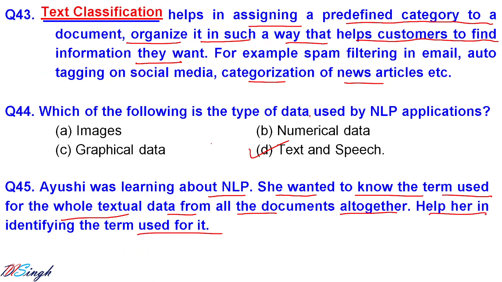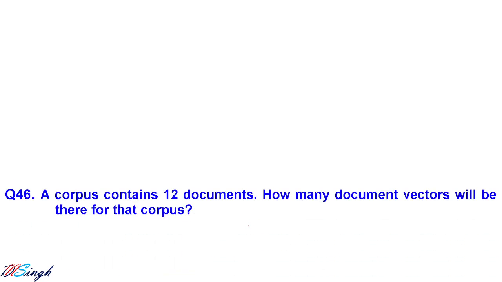Okay, so the answer for 43 is corpus. Corpus is about the whole text data on which NLP is going to work. So this is a definition you can say, so you have to remember this. Sometimes they are going to ask like this.